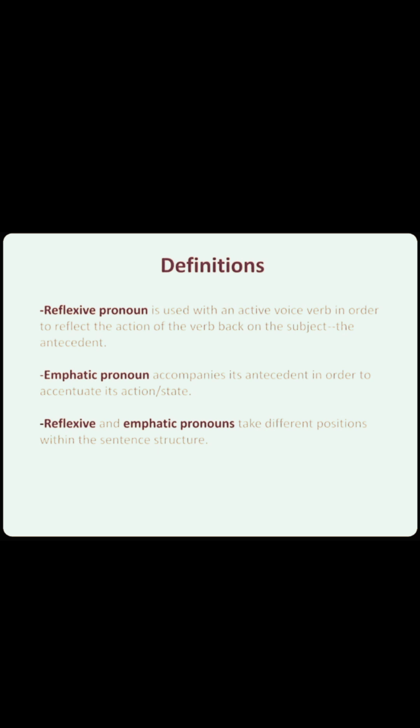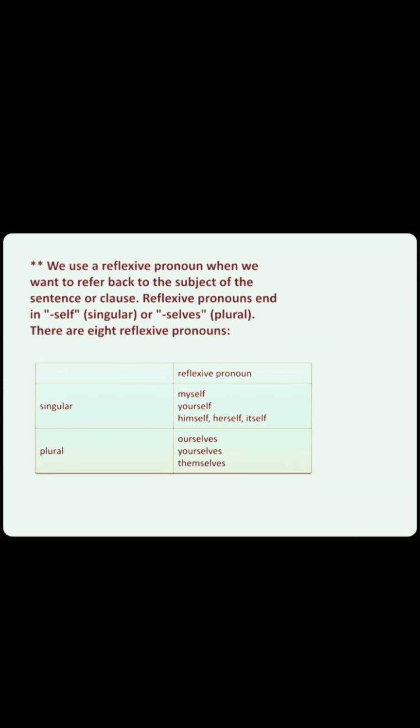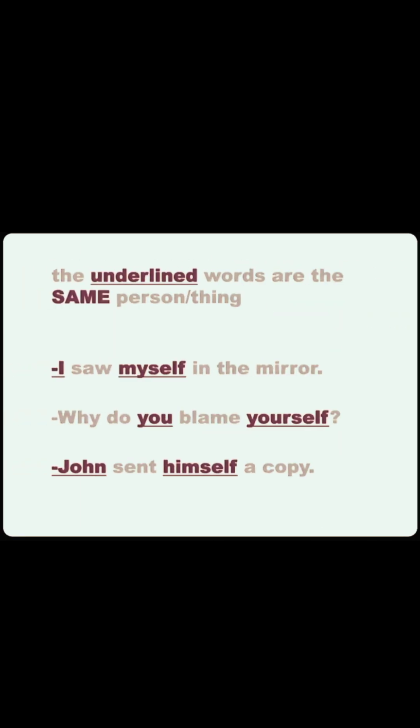Reflexive and emphatic pronouns take different positions within the sentence structure. We use reflexive pronouns when we want to refer back to the subject of the sentence or clause. Reflexive pronouns end in -self for singular and -selves for plural. There are 8 reflexive pronouns. Singular: myself, yourself, himself, herself, itself. Plural: ourselves, yourselves, themselves.